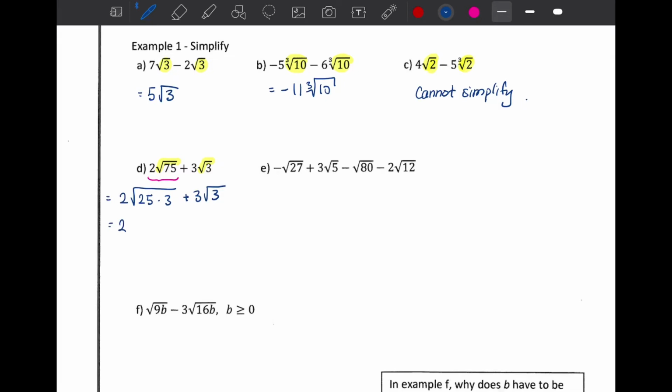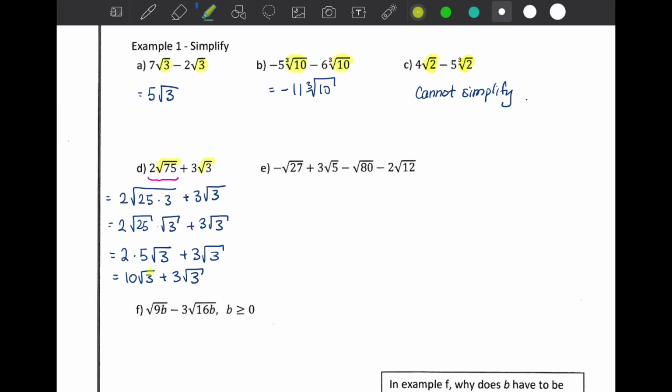I can rewrite it as square root of 25 times square root of 3 and keep the rest together. I know square root of 25 is just 5. And lastly, we can do 2 times 5, which is 10, root 3 plus 3 root 3. Now we have like radicals, so we can add the coefficients. So 13 root 3. This will be the final answer.